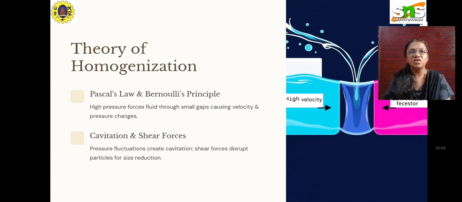So getting into the concept of homogenization, it mainly relies on two principles. One is Pascal's law or Bernoulli's principle. Another one is cavitation and shear force. So what is Pascal's law? With the use of high pressure force, a fluid passes through very small gaps. Pressure applied to the fluid is transmitted equally in all directions. This is nothing but Pascal's law.